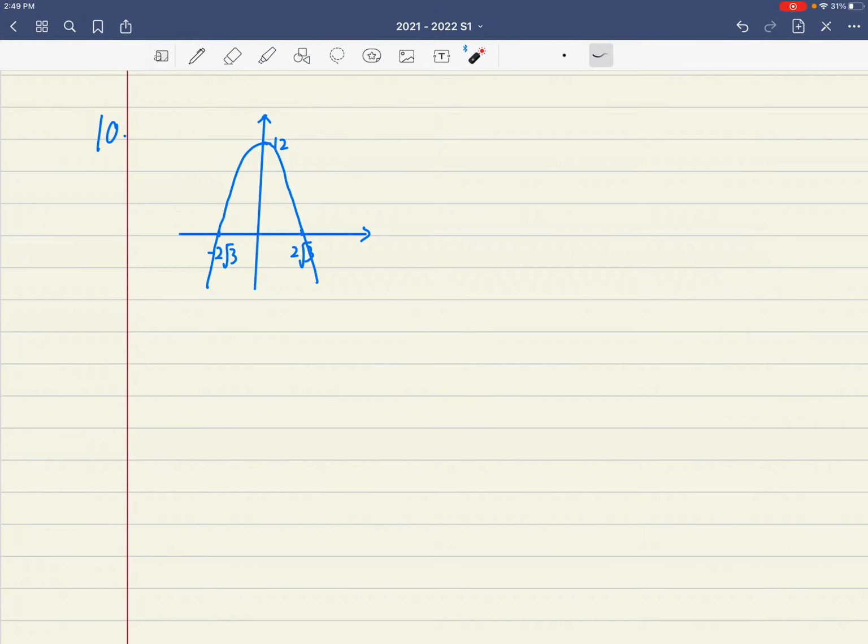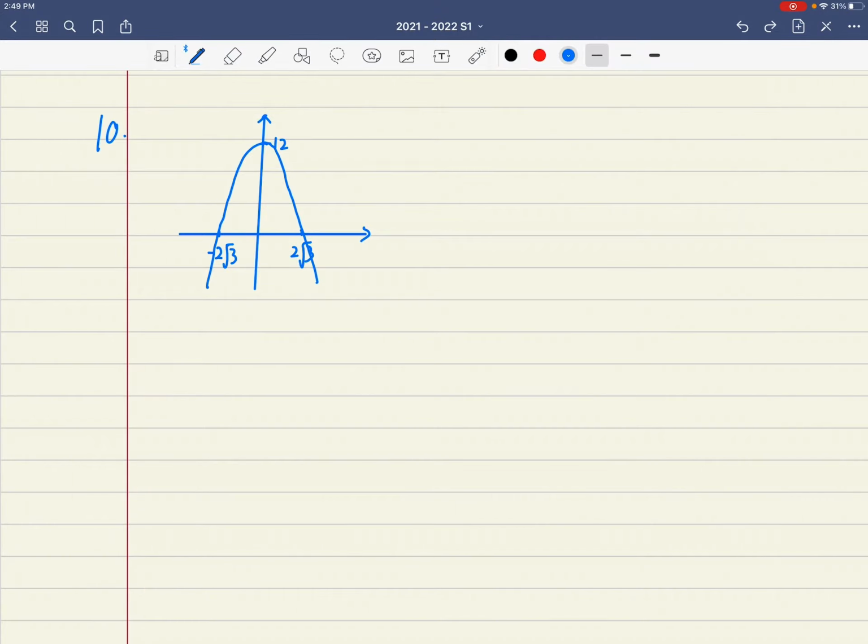Right, so you want to draw a rectangle inside this region, right? You can draw it like this, like this, like this. So basically you can draw all different types of rectangles. So the question is which rectangle gives you the maximum value, right? Gives you the maximum area.